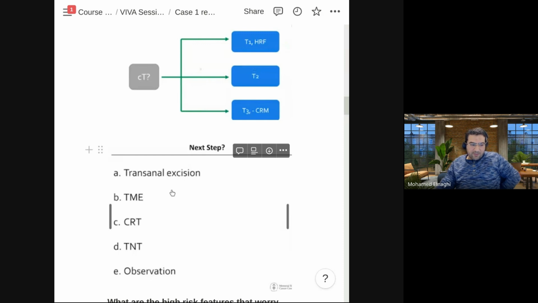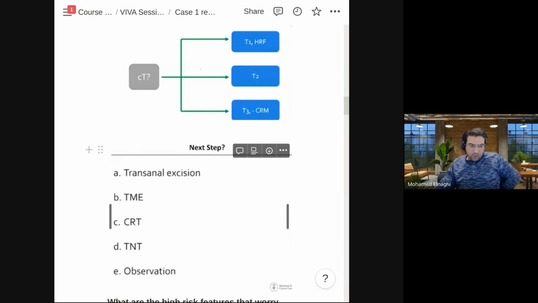So you can do TAMIS, you can do TME, you can send the patient for chemoradiotherapy or adjuvant radiotherapy. And you can just choose to survey the patient with flexible sigmoidoscopy every 2 to 3 months. So all these are possible options, because there is nothing right or wrong about them. Okay. Because it is uncertain whether the tumor has been completely excised. No one knows.